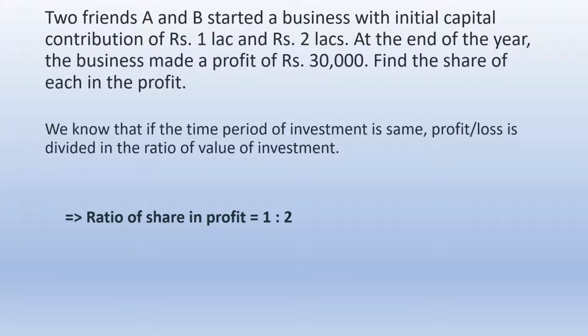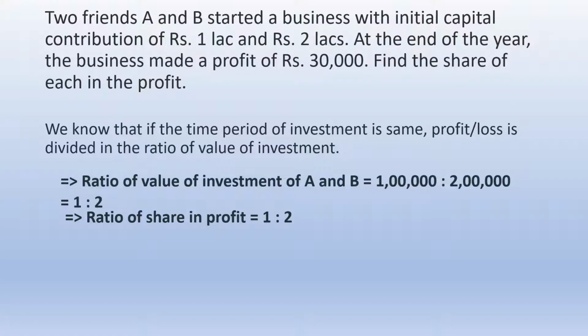Now we solve one example. There are two friends, A and B, who started one business with initial contribution of rupees 1 lakh and rupees 2 lakhs respectively. At the end of the year, the company made a 30,000 profit. So we have to find out the share of each in the profit. Now we already know that the time period of the investment is same. Profit or loss, whatever, is divided in the ratio of the value of investments.